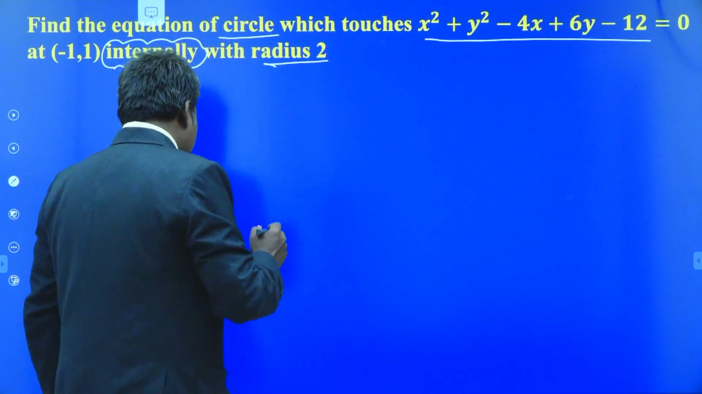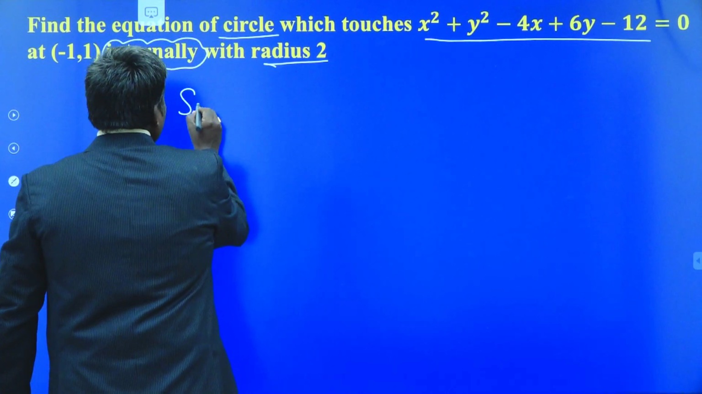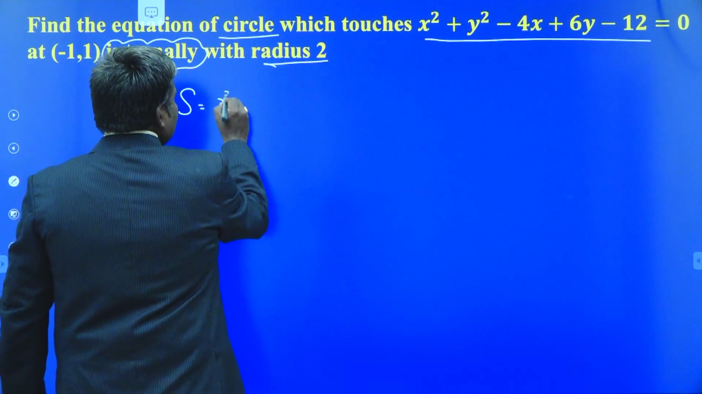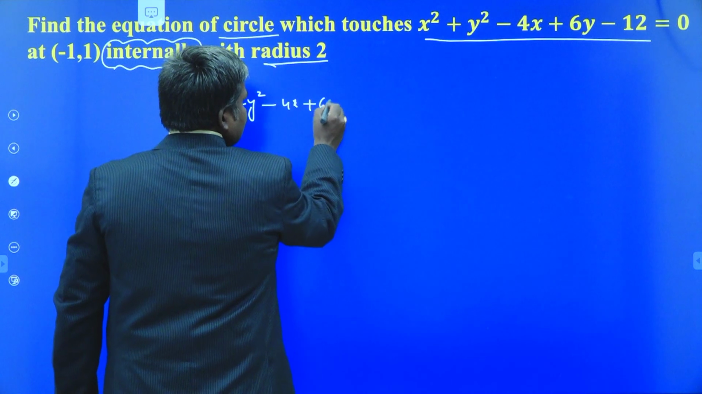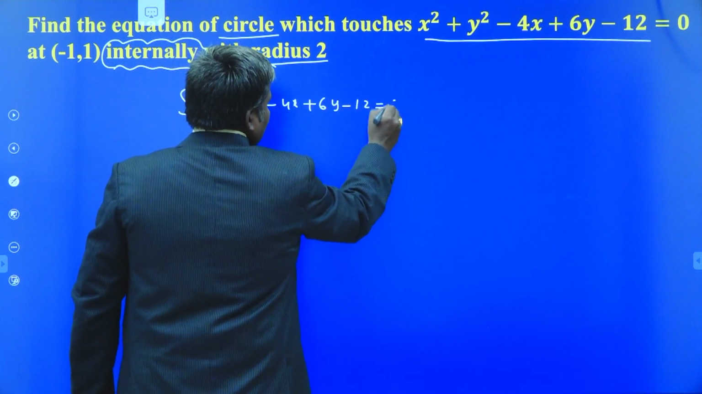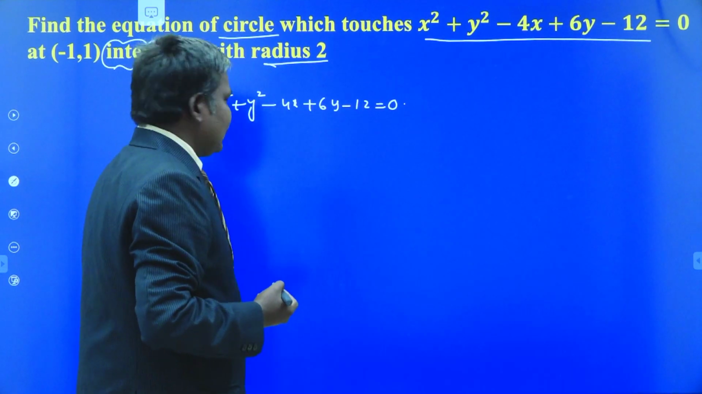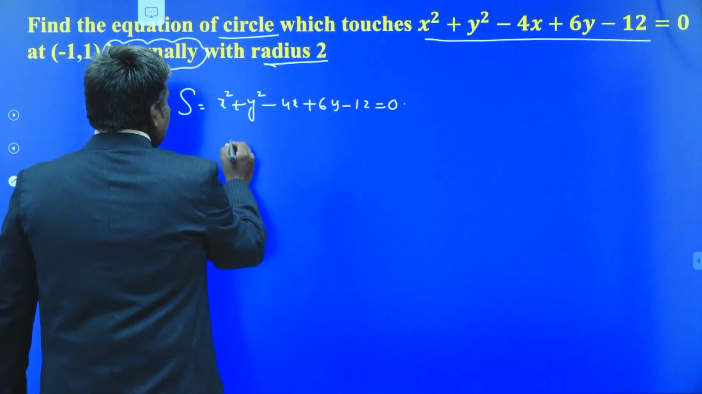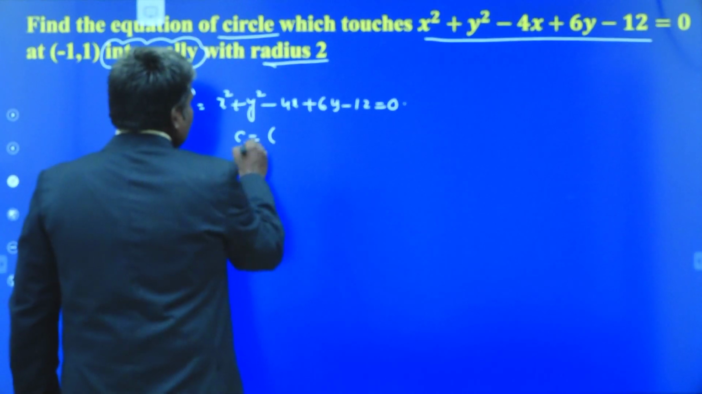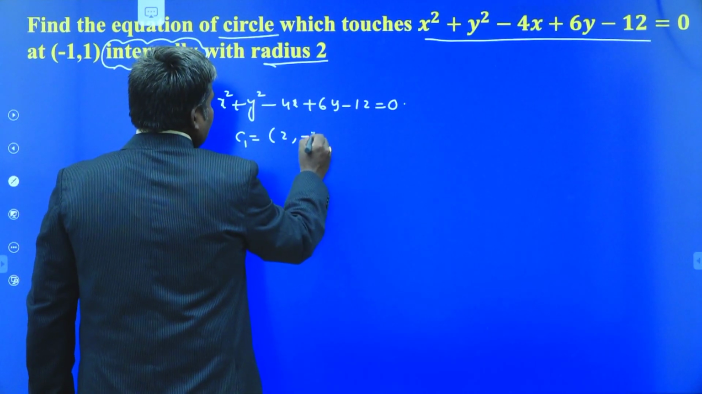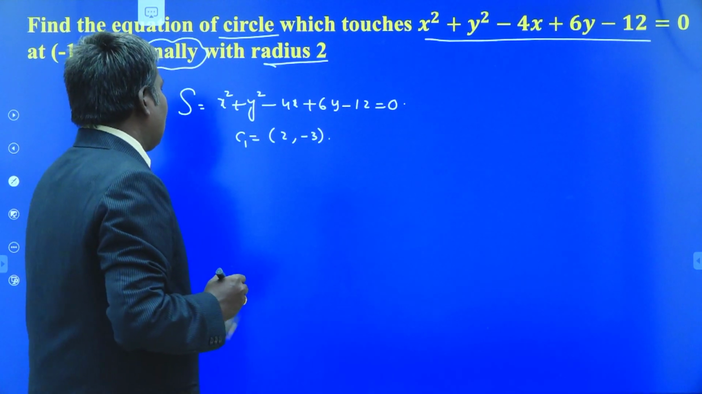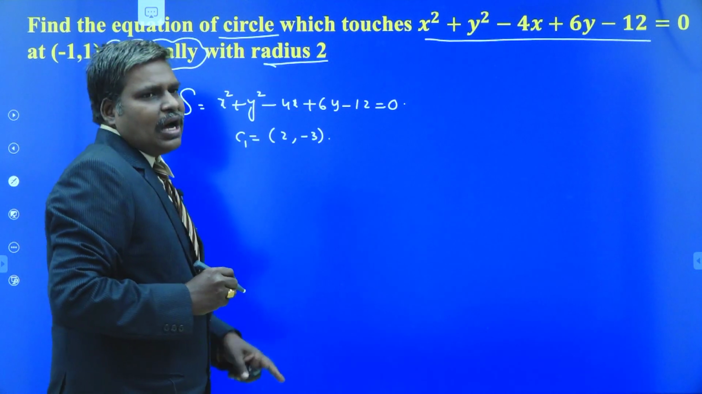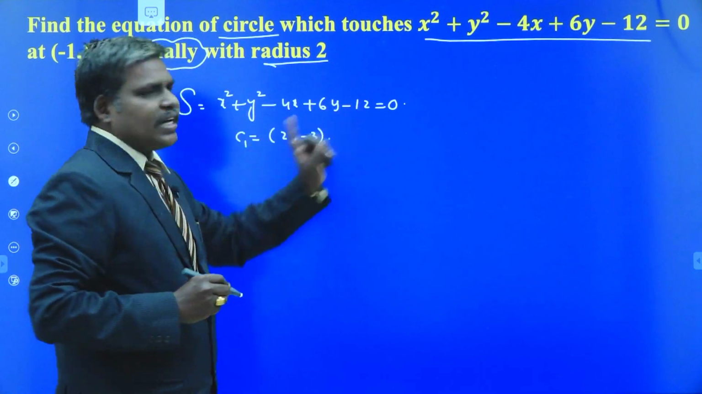So what is the given equation of circle here? The given equation of circle S is x square plus y square minus 4x plus 6y minus 12 equal to 0. This is the given fixed circle. So what is its center now? Center C1 is (2, minus 3). Center of the circle is (2, minus 3). Half of the x coefficient with negative sign, half of the y coefficient with negative sign in the standard form.